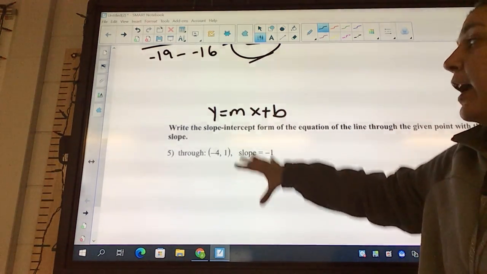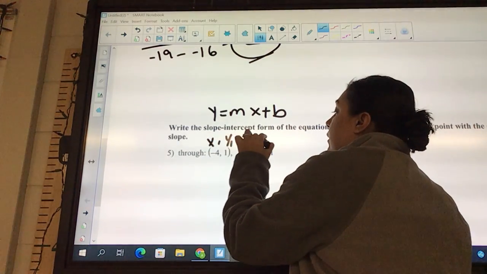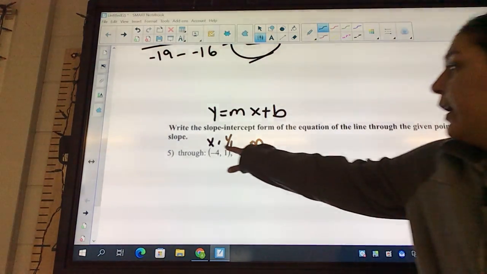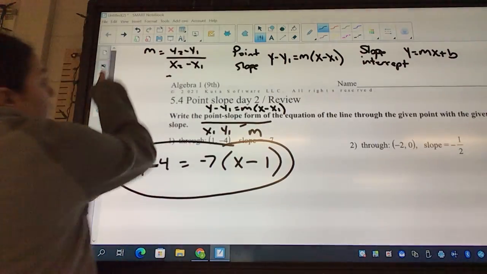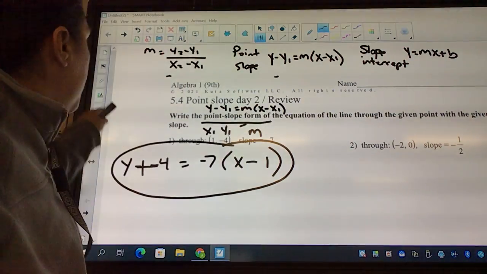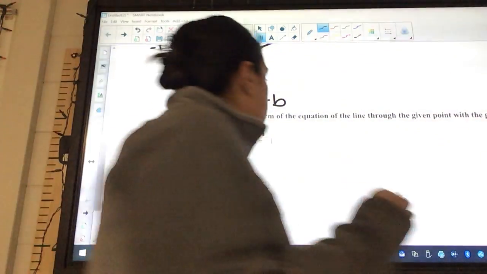Now, look at what you've got. First things first, label. x1, y1, and what do we call slope? M. What formula has those? x1, y1, and m, okay? The only formula that has those in it is going to be this one, okay? Point slope. So we got a point and we got a slope. So we know we need to use point slope formula.